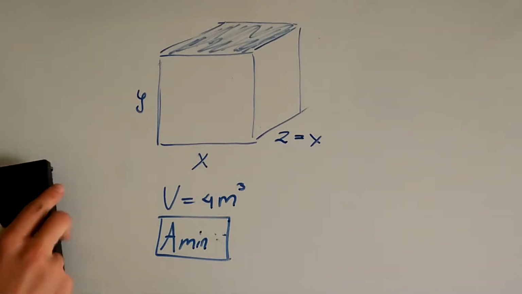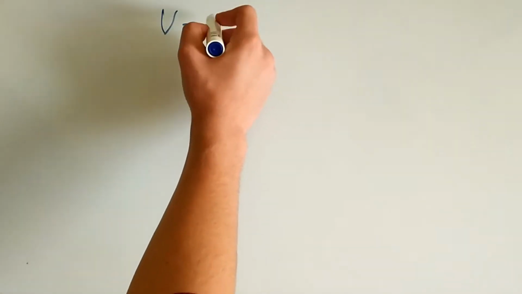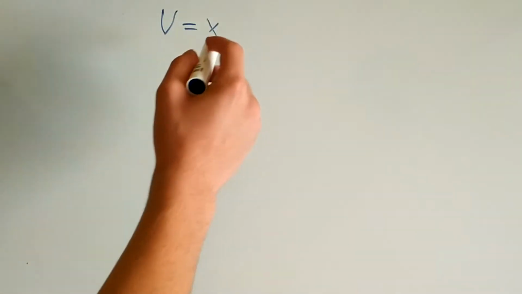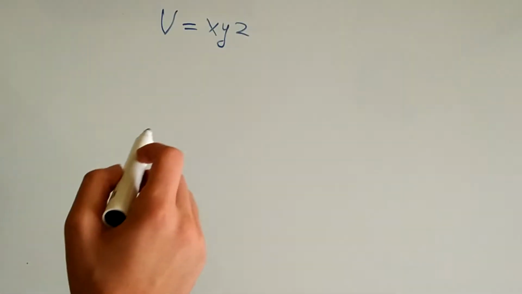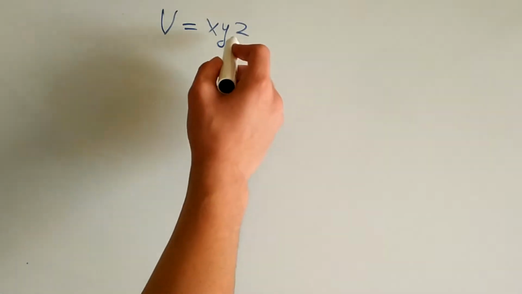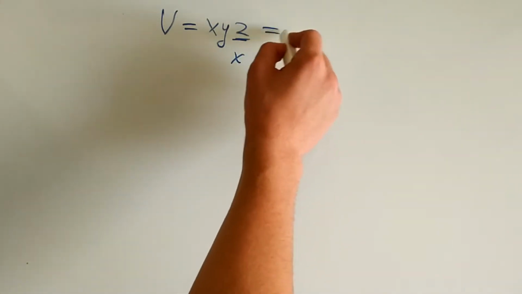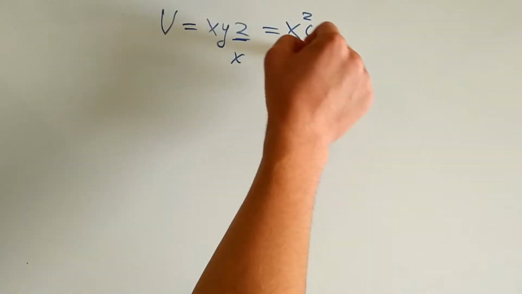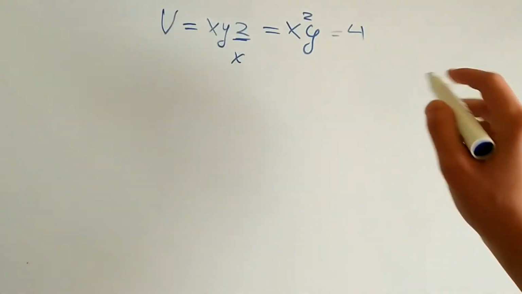So let's just jump right into it. Okay, so first of all, the volume. The volume for a rectangular container would be x times y times z, and that would be equal to 4 meters cubed, but here z, since it has a square base, would be x, so the volume would be x squared times y, and this is equal to 4.